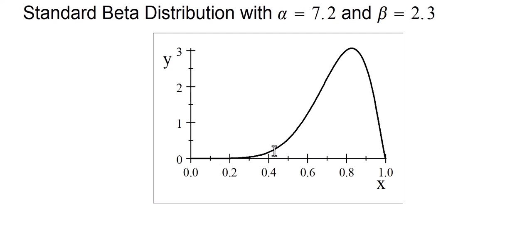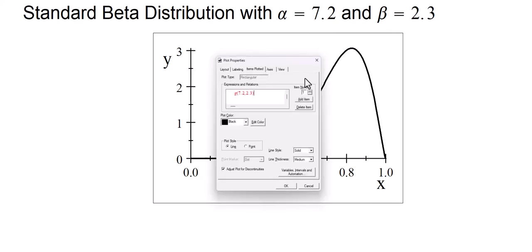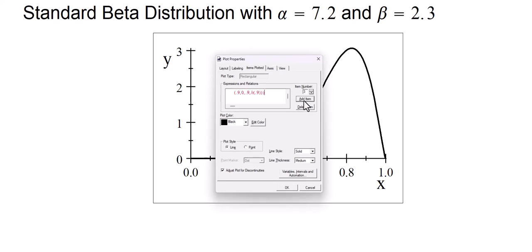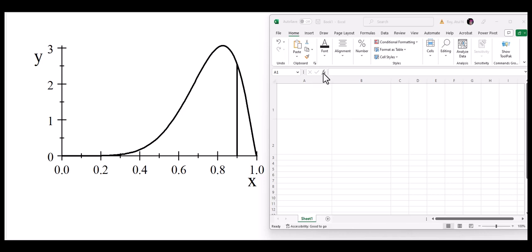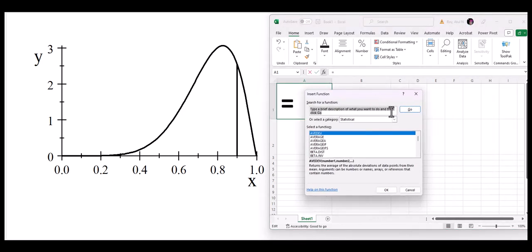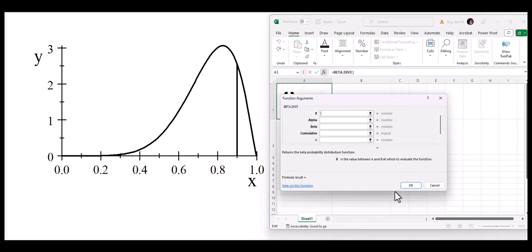So here we have a standard beta distribution with the parameters 7.2 and 2.3. And what we would like to do is to obtain the area to the left of x equals 0.9. So one way to do that is just go to insert functions and go to statistical, find beta distribution.